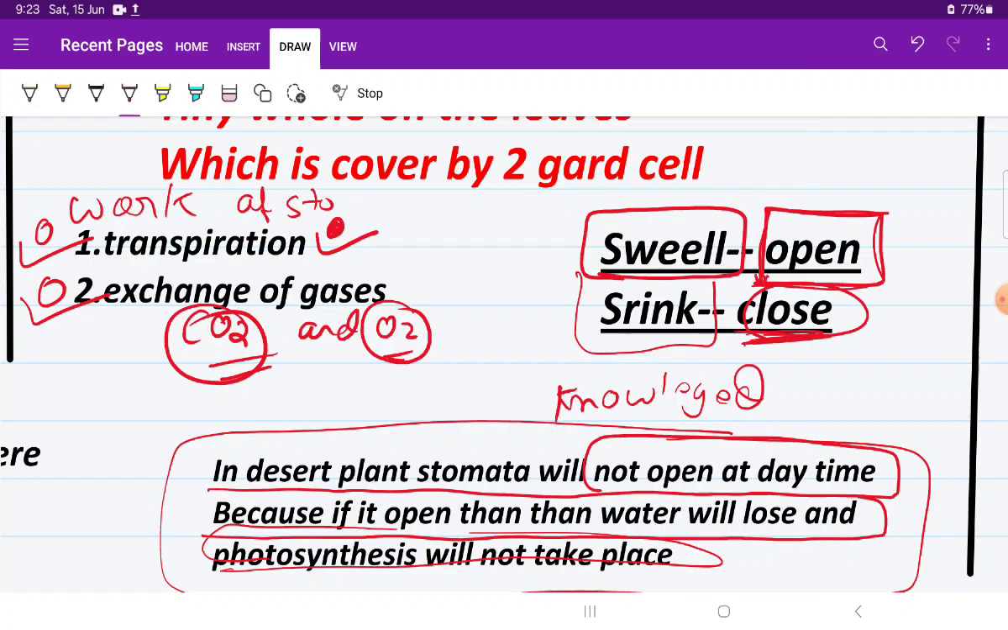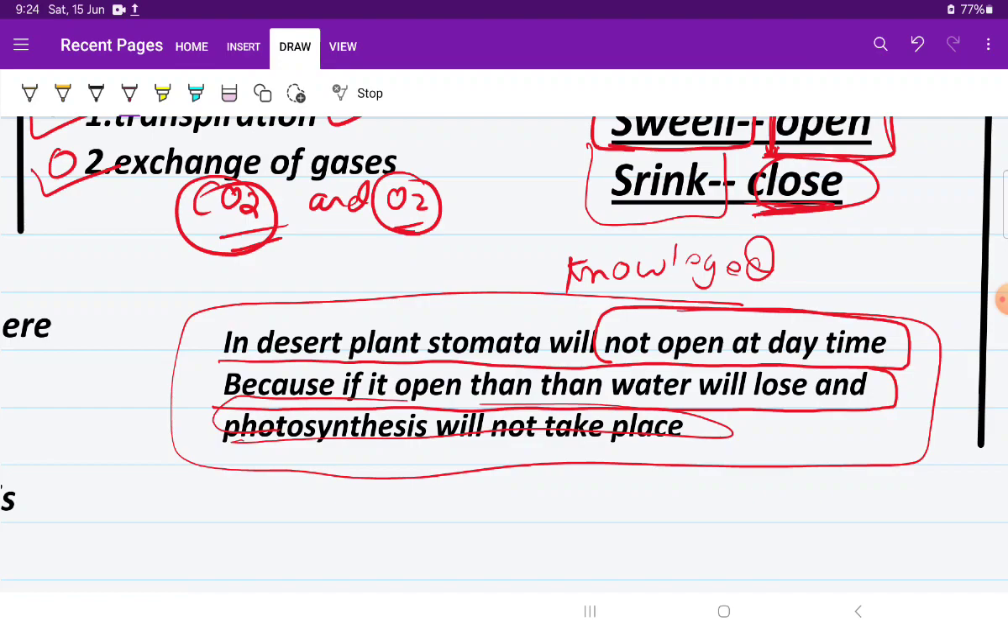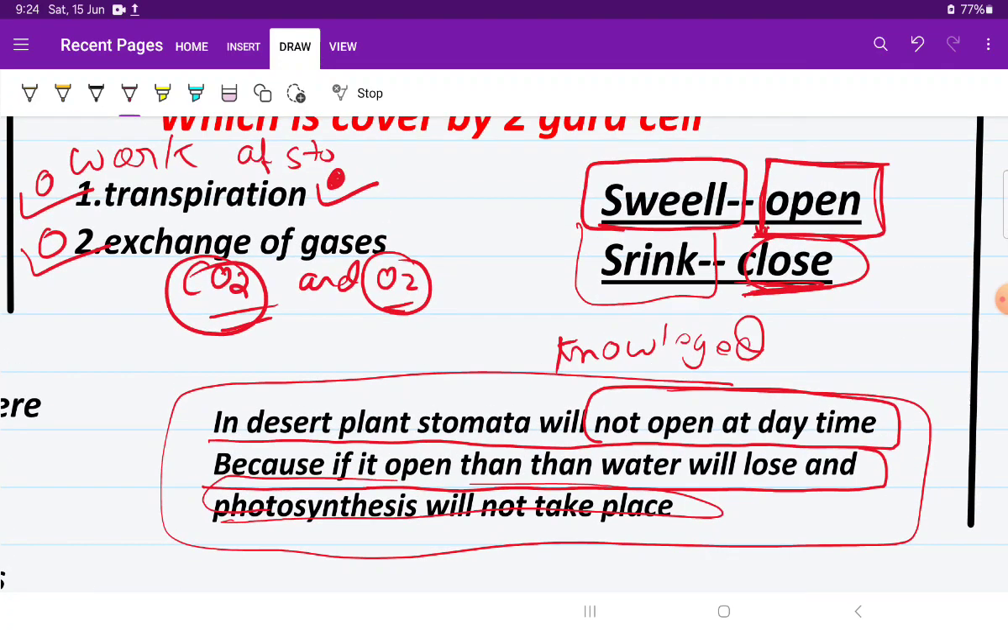What happens is, the small amount of water which is stored in the deep cells of the desert plants, if the stomata open at daytime, all that water will transpire and evaporate, and it cannot make the food. Therefore, they open at night. And my dear students, there is a question: if they open at night, there is no sunlight, so how will it make the food?